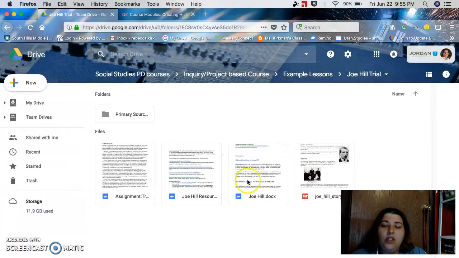But what we decided to do first was to find resources. So we just had these 2 documents where we were trying to find as many resources that we could about Joe Hill to see what kind of lesson we could create. And so that's how our brainstorming kind of took place. It was just gathering resources.